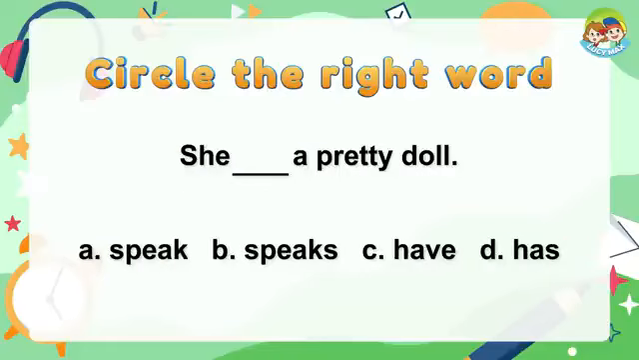She blank a pretty doll. The pronoun she goes with a verb that ends with S. The answer is D. Has. She has a pretty doll. Answer B ends with S, but we don't choose that because it doesn't make sense in the sentence.